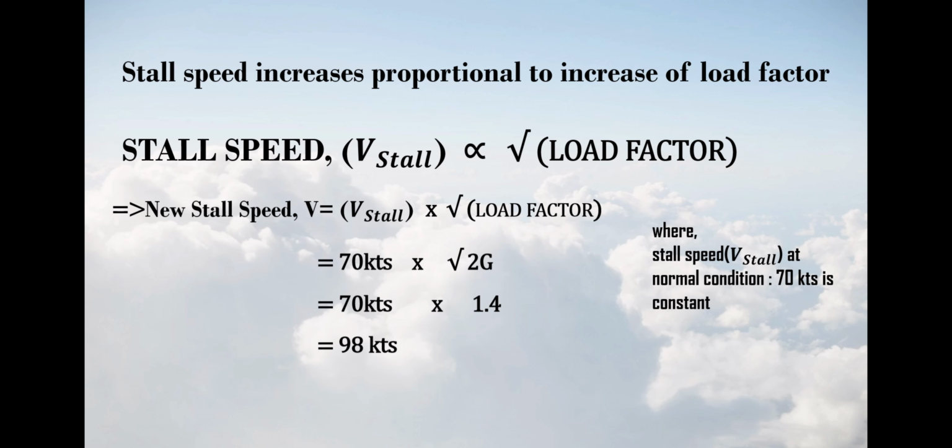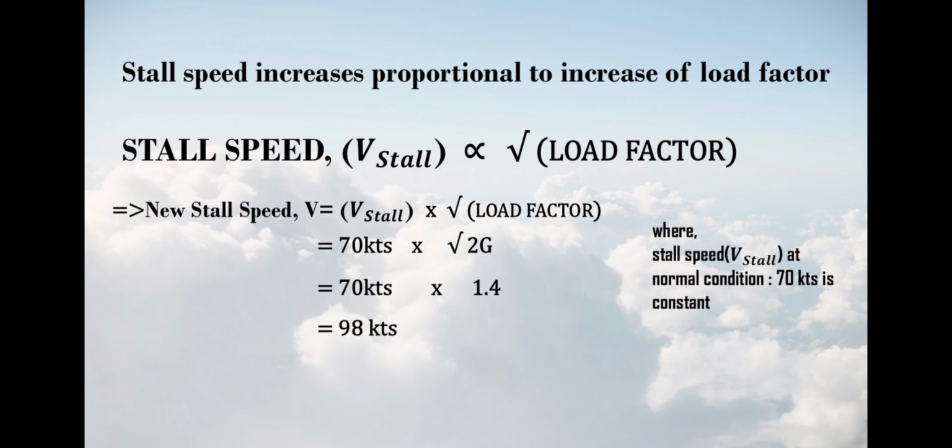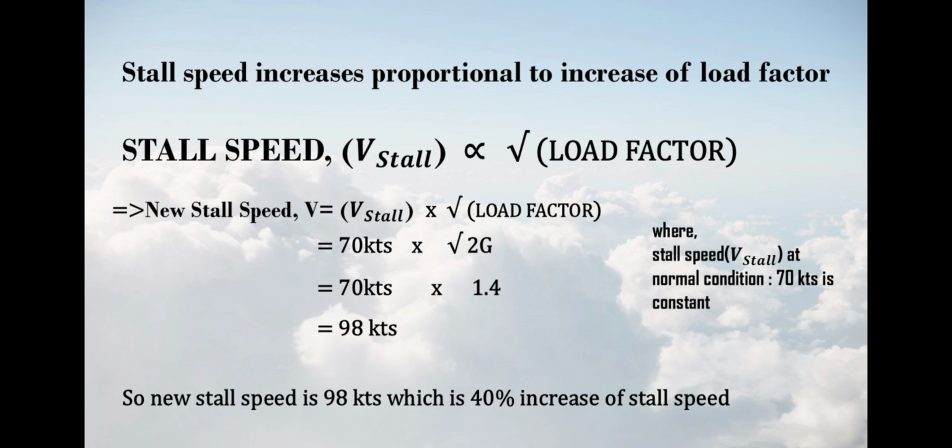For example, if an airplane has a stall speed of 70 knots in level flight, banking at 60 degrees, and the pilot is trying to maintain level flight, and the load factor is plus 2 Gs, then V equals Vs into the square root of 2 equals 1.4 into stall speed at level flight. So 1.4 into 70 knots equals 98 knots will be the new stalling speed, which is about a 40% increase of stalling speed. So the aircraft will stall at the increased stall speed of 98 knots.